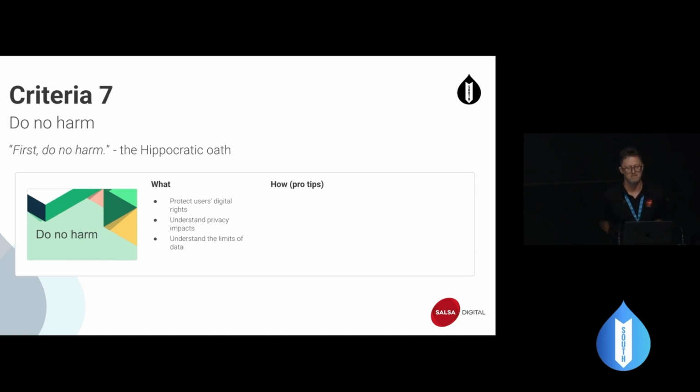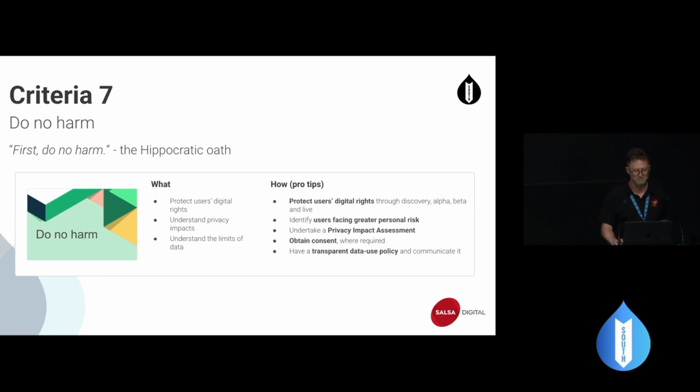Criteria number 7, do no harm. So what does this criteria involve? From the standard, you'll see protect users' digital rights. It's really similar actually to the previous criteria. Understand privacy, etc., etc. So how? Like the previous point, users' digital rights are not only a live thing, but also need consideration in alpha and beta phases. Give special consideration to users facing greater personal risk.